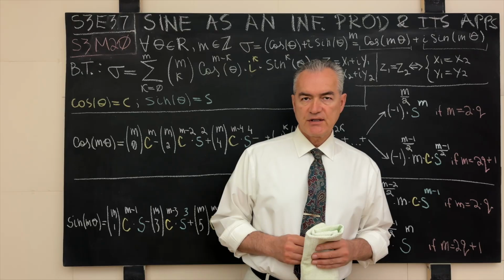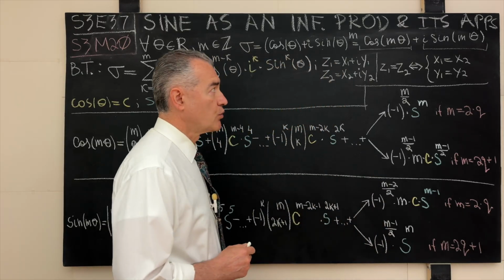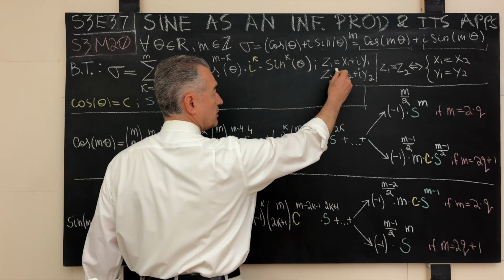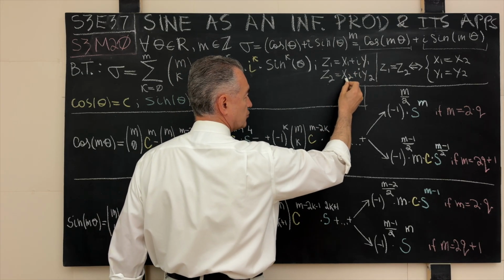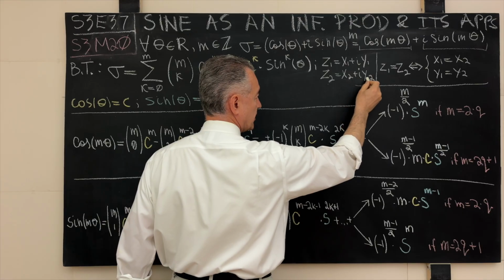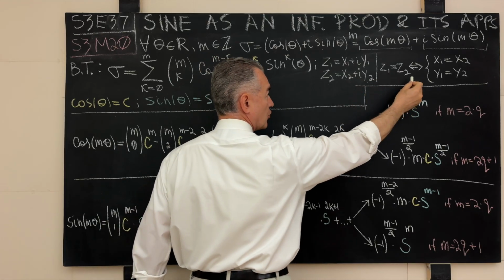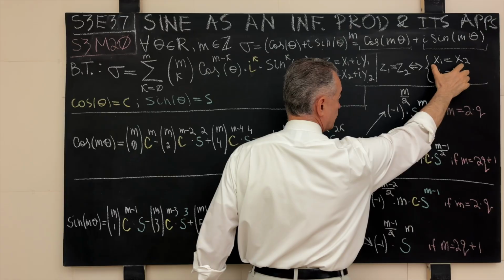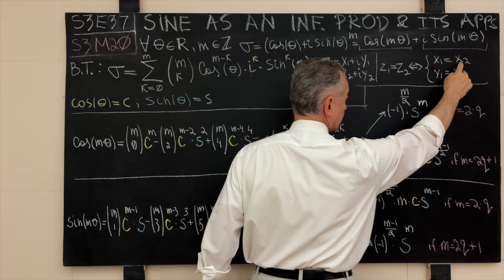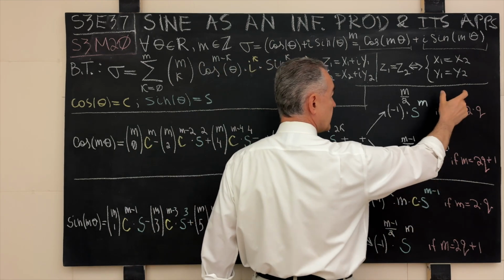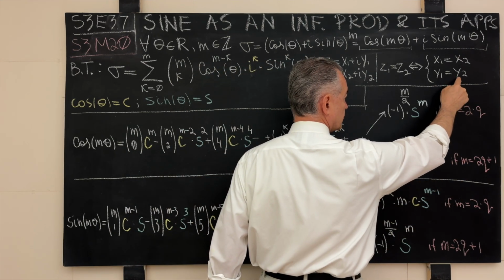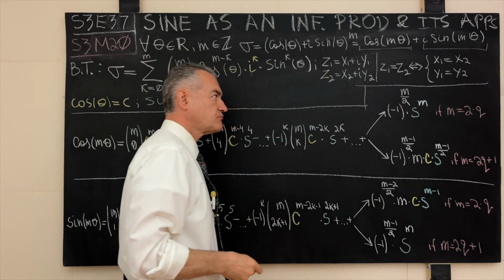Recall that two complex numbers, z1 equal to x1 plus i times y1, and z2 equal to x2 plus i times y2, equal one another if and only if their real parts match, x1 is equal to x2, and separately and at the same time their imaginary parts, y1 and y2, match also.